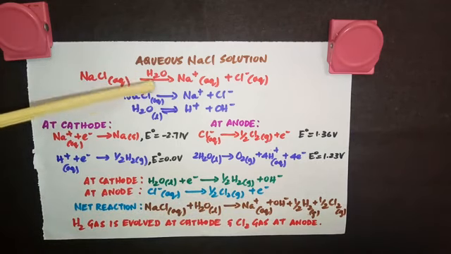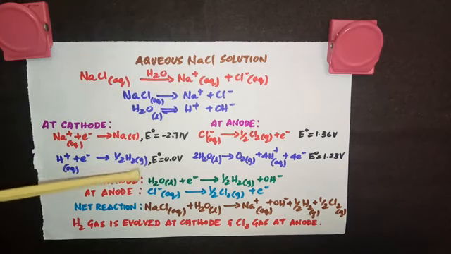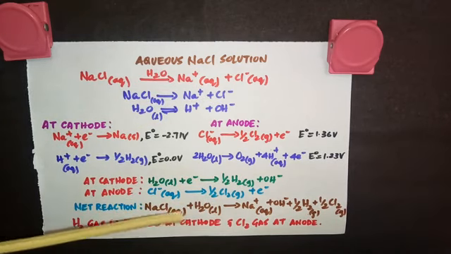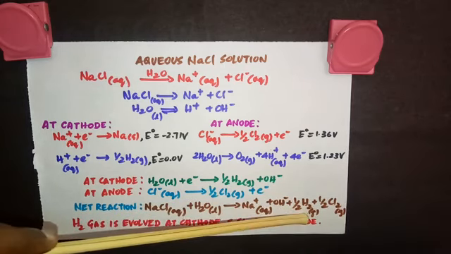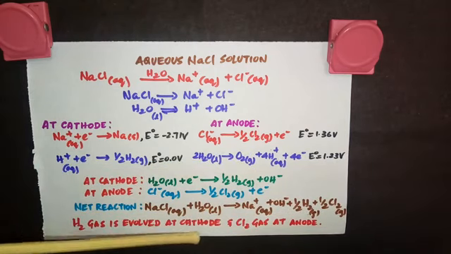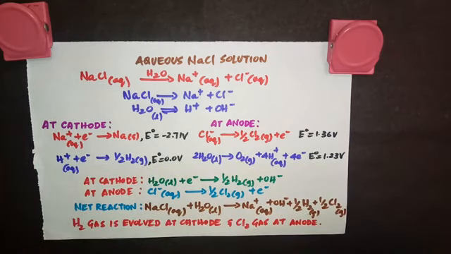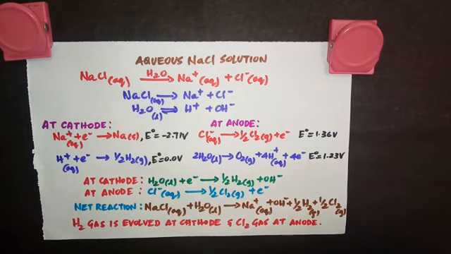So NaCl dissociated in the presence of H2O into Na+ and Cl-, and at the cathode this reaction is happening. At the anode chlorine gas is liberated. So the net reaction will be NaCl plus H2O will give you Na+ plus OH- plus half H2 plus half Cl2. So H2 gas is evolved at the cathode and chlorine gas is liberated at the anode. These two will remain in solution as ions.